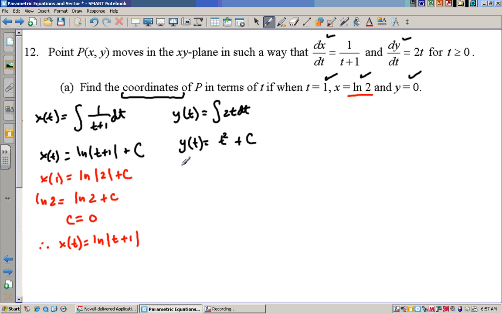Similarly, they told me that y of 1 equals 0, and that equals 1 squared plus c. In other words, c equals negative 1. Therefore, y of t is going to be t squared minus 1. So notice now, with that problem, I've been able to find the equations for x and for y.